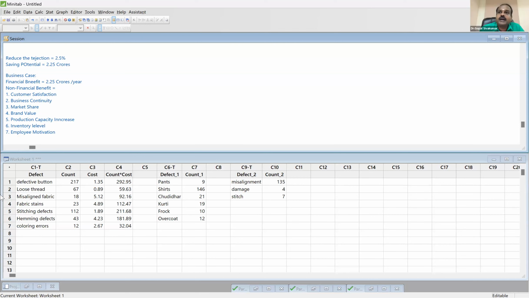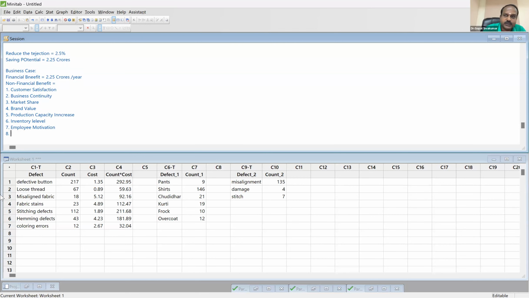These are all non-financial benefits. You can keep on adding. Suppose your company has the habit of 5S, then the 5S audit score will improve, because you don't produce any rejected item, and unnecessary clutter is not there. So that means there is a direct benefit of 2.25 crores per year, and there will be an indirect benefit. I don't know, this can be another 1.5 crore. You can combine these two things and project it as the business case.